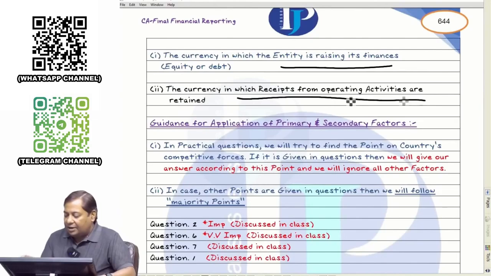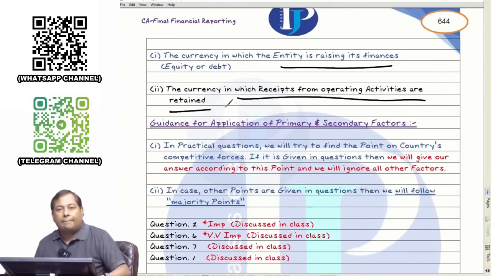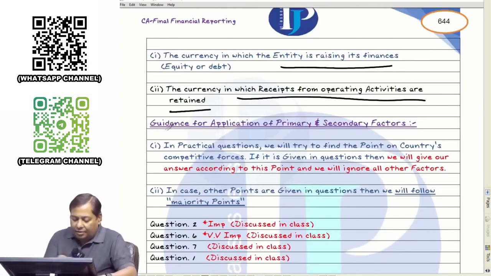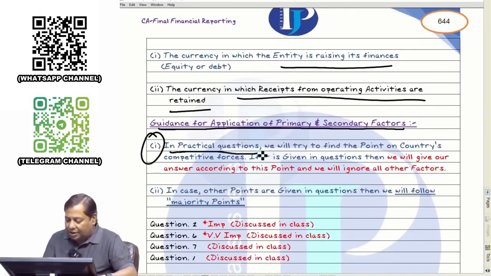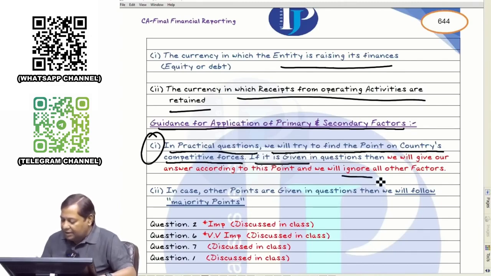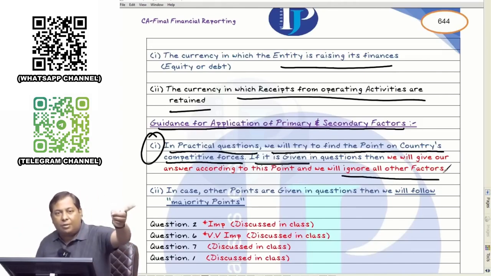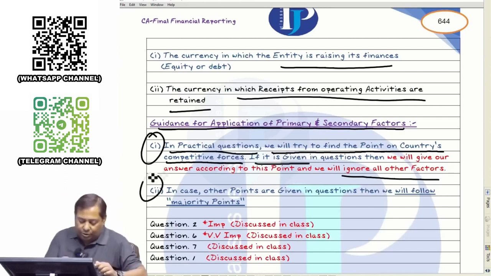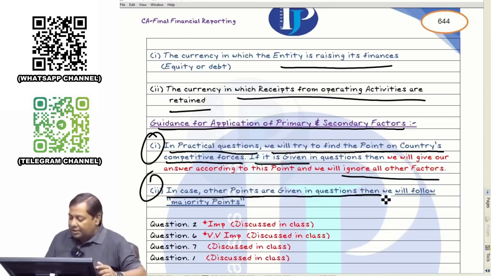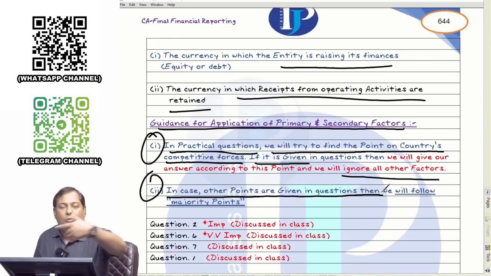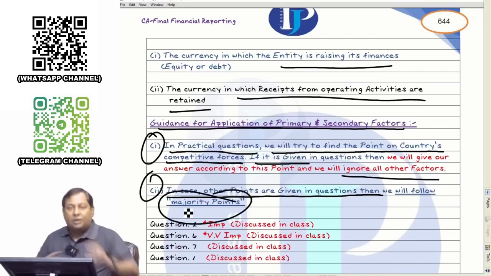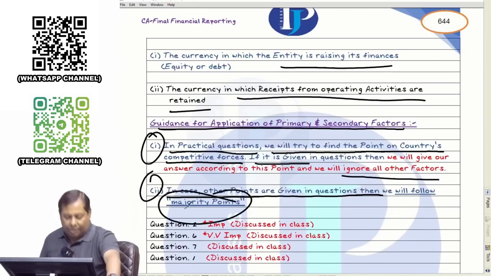And how do you retain your money? I made you write notes on how to apply these factors. The first point is that when you do practical questions, we will try to get a point about competitive forces. If we get this, then we can ignore all the other factors. The country with whose competitive forces you get a point will be your functional currency. Let's say the competitive forces point was not found, then you will go by the majority. The currency favored by 3 out of 4 factors will be the answer.